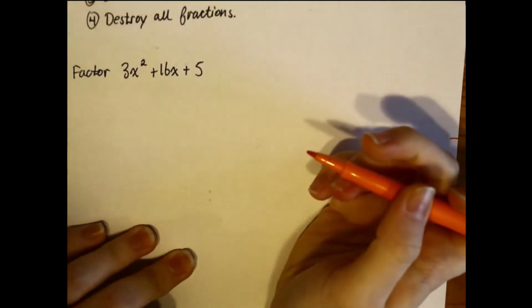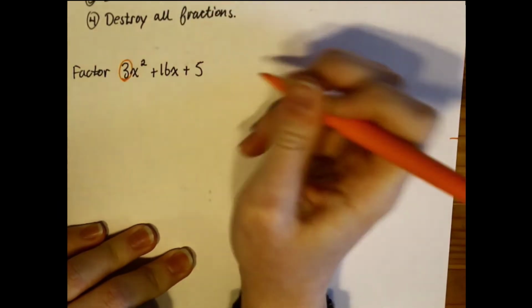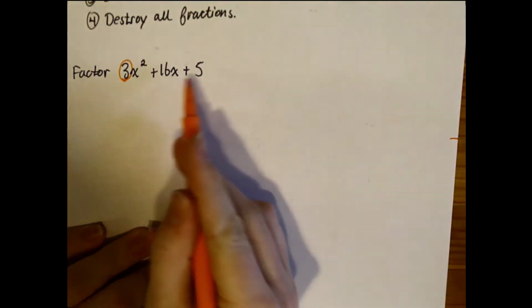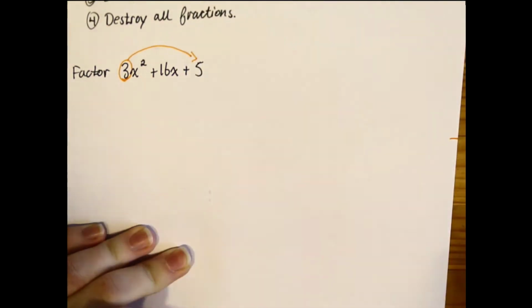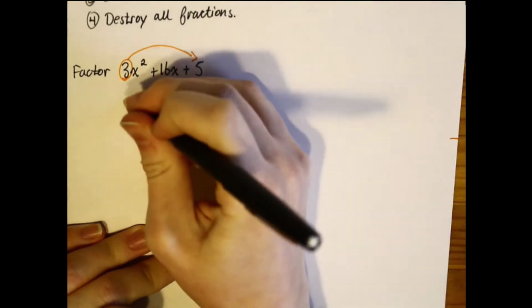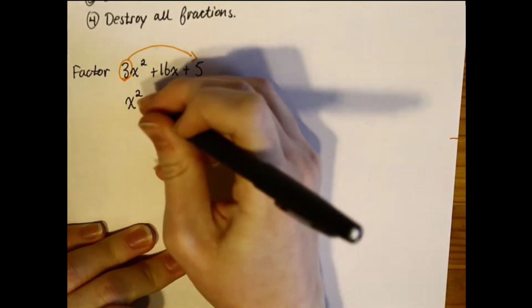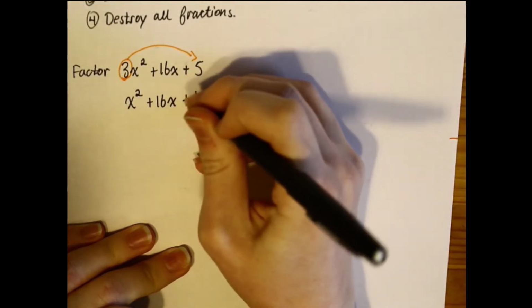Step 1 says multiply a to the back. So this is my a. I'm going to multiply it to, well, the back is this number. So I'm going to multiply it times this 5 here and get 15. After I do that, it's no longer here. I'm just going to have x squared. This plus 16x doesn't change. And then 5 times 3 is 15.